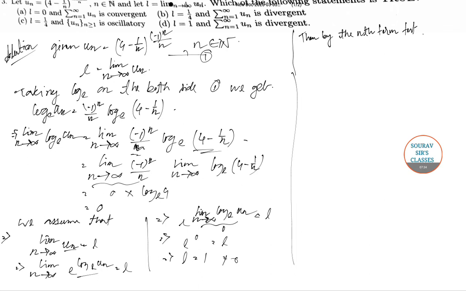By the nth term test, limit n tends to infinity u_n is equal to L, which is not equal to 0. This implies the series sum over n equals 1 to infinity u_n is divergent. Hence our correct option is D, that is, L equals 1 and sum over u_n is divergent.